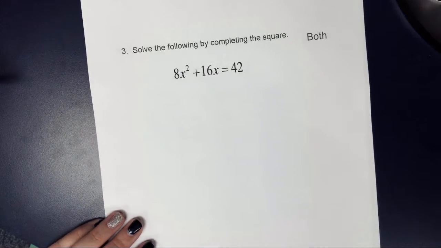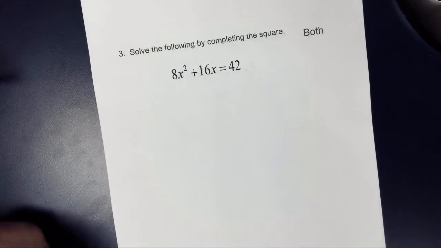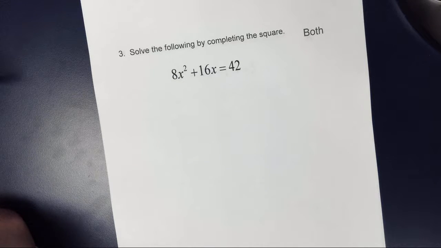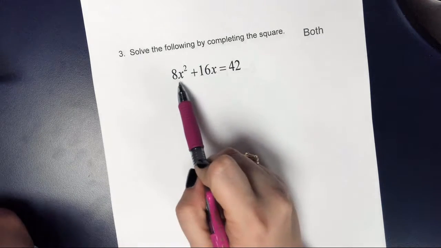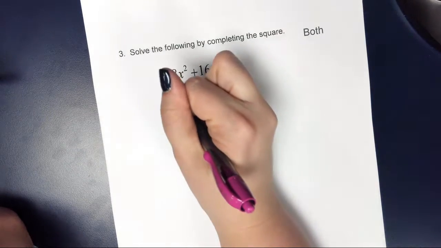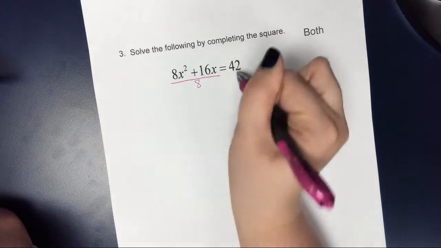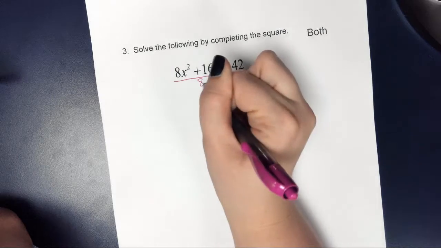Alright, so the last one we're going to look at is this one right here, number 3. So the first step again is to collect the variables on one side and the numbers on the other, which is already done for us. Then I want to make sure that the leading coefficient, that x squared, is 1. It's not, so I'm going to divide both sides by 8. Remember, we have to do both of these numbers.